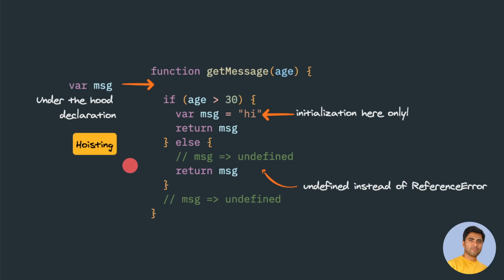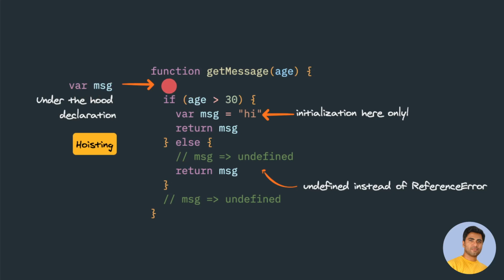Hoisting literally has the same meaning as flag hoisting. So you have a flag, and on Independence Day some political leader will come and hoist the flag, then the flag will go slowly to the top, right? Exactly the same meaning over here. This message variable is declared and initialized here. But under the hood, like flag hoisting, it will go to the top level, not above getMessage, but to the top level of the function, and this is where message will be declared.